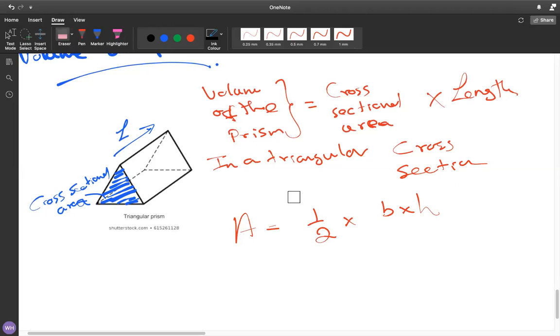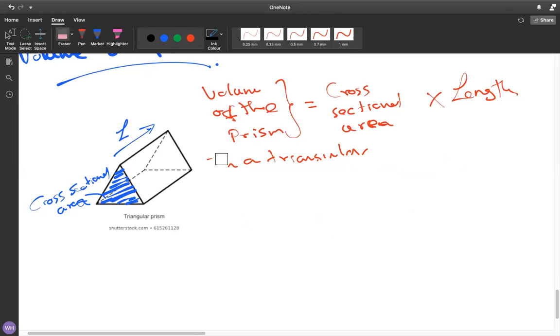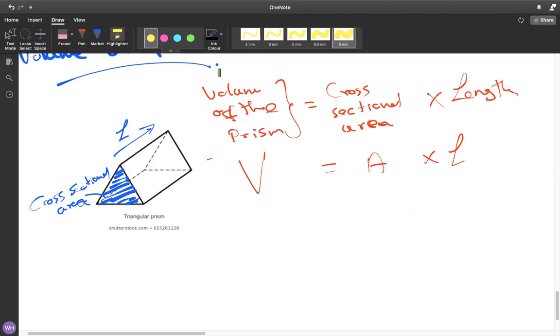If not, don't write it yet. Let's write it here. So volume equals cross section area into length. This is the volume. So you can use this. This is the basic principle equation. Use it as the equation, and then we will consider in each example what will happen.